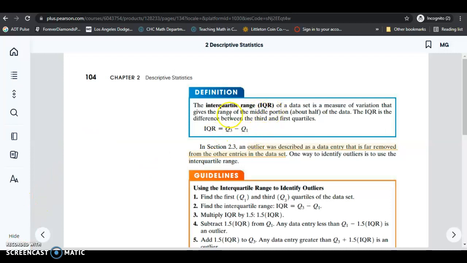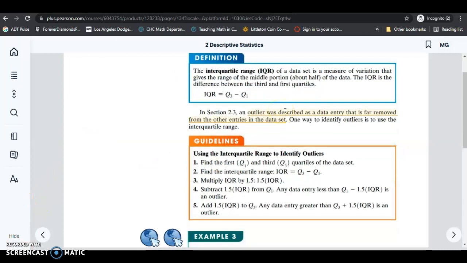Okay, so how do we use the interquartile range to identify outliers? Right, you first find the quartiles, Q1 and Q3. Then you use the quartiles Q1 and Q3 to compute the interquartile range. So the IQR is equal to Q3 minus Q1. And then you multiply the value of the IQR by 1.5.